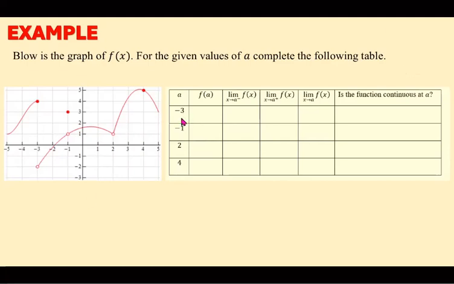The first one is we have to look at -3. Here is -3. If you want, you can draw a vertical line there. At -3, let's see what is the value of the function? f of a means the value of the function at that point. And this one is the left-hand limit, the limit as x approaches a from the left, the right-hand limit, the limit of the function, and we have to see whether the function is continuous or not at that point.